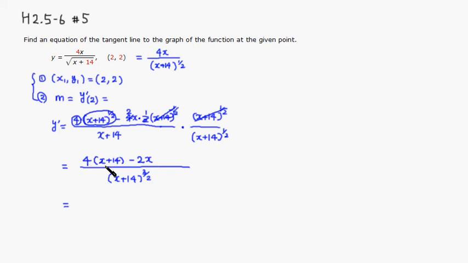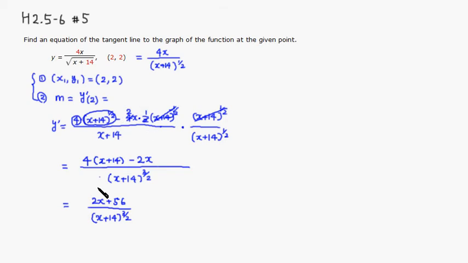So you have 4x minus 2x is 2x, and 4 times 14: 4 times 10 is 40 and 4 times 4 is 16, so it's going to be 56. So 2x plus 56 over x plus 14 raised to the 3/2 power. Alright, so we can find the slope now by plugging in 2 for x.